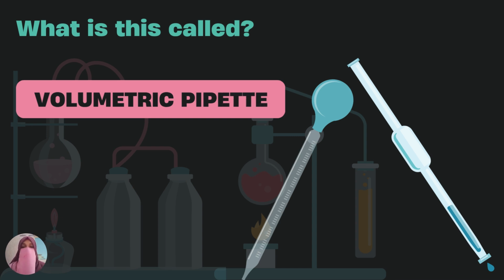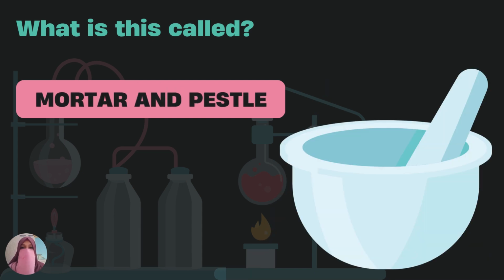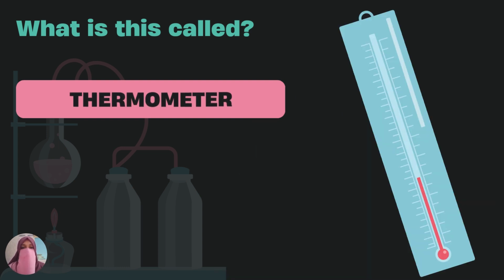Next is the pipette. What is this called? A volumetric pipette. This is not just a pipette, you will write volumetric pipette in full. This is also accurate to measure the volume of a liquid, but it is for a fixed volume of liquid, not for variable volumes. Next, what is this called? A mortar and pestle. You all know, for crushing and grinding. What is this called? A thermometer.